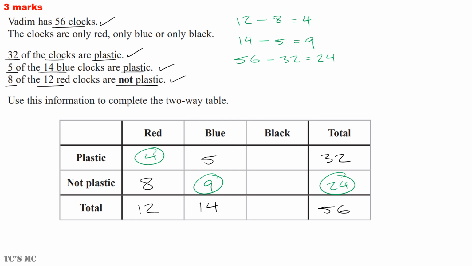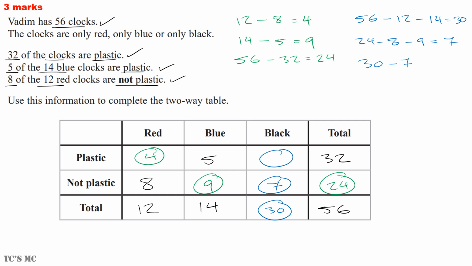To work out this value, we need to do 56 subtract 12 subtract 14. We get 30. To get this value, we need to do 24 subtract 8 subtract 9. We get 7. Finally, to work out this value, we need to do 30 subtract 7, and that is 23. And now we have 3 marks.